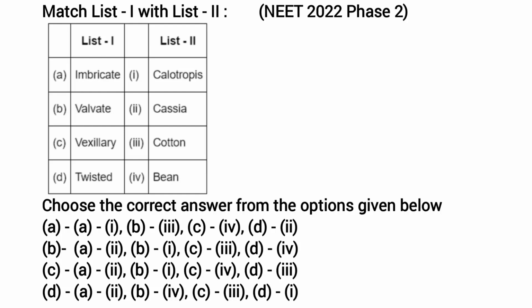Next one, B, that is valvate estivation. It is found in Calotropis, that is 1. So B1, and it is present in option C. So easily you can rule out option D, and option C is the answer for this question. You need not check the other estivations. So option C is the correct answer for this question.